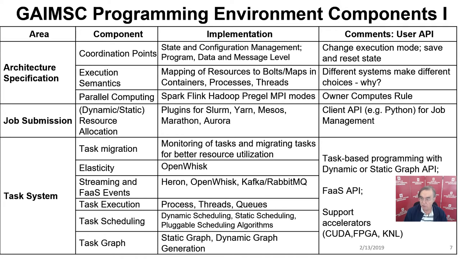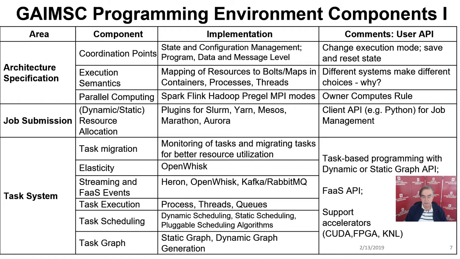There are things like the owner computes rule, which says that if you have a piece of data, that data lives somewhere, and the place where it lives is in charge of computing for that data. That's just a way of organizing things to avoid too much data movement, because data movement is very expensive. We have job submission, and there are various job submission systems, such as Yarn and Mesos. They're similar to job management systems. Task migration: if a node goes down or we need to get more nodes, which is elasticity, we have to somehow do things.